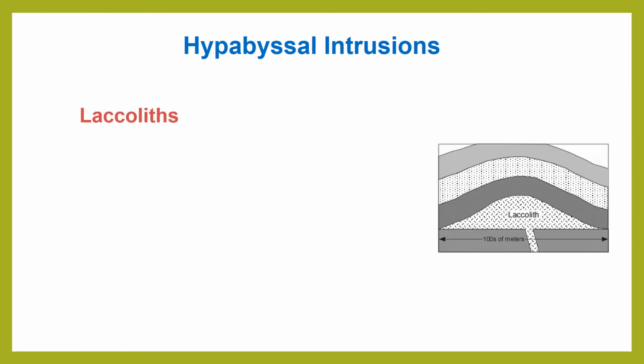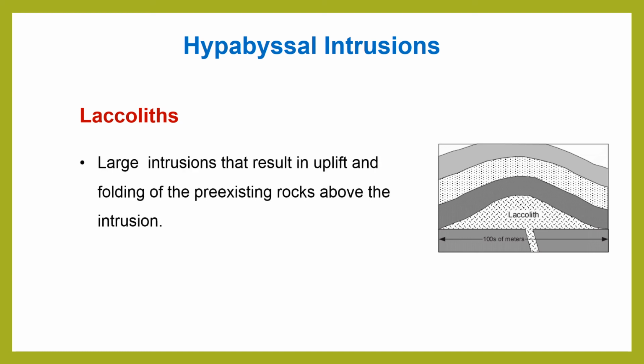The third type is laccolith. Laccoliths, as you see from the figure here, are large intrusions that result in uplift and folding of the pre-existing rocks above the intrusion itself. Still, they are concordant types.